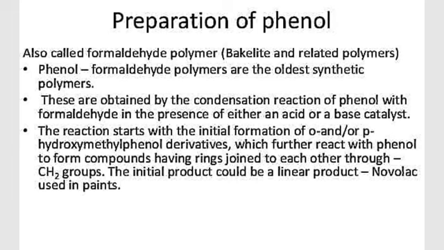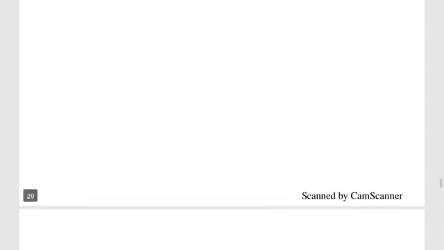The reaction starts with initial formation of ortho and para hydroxymethylphenol derivative which further reacts with phenol to form compounds having rings joined together to each other through CH2 group. The initial product could be a linear product called Novolac which is used in paints. So let's see the reaction.